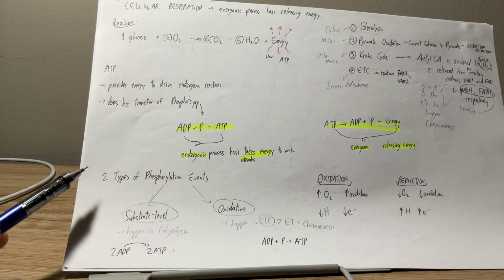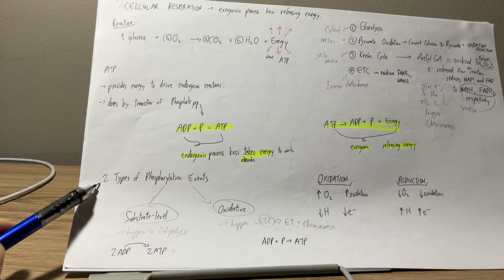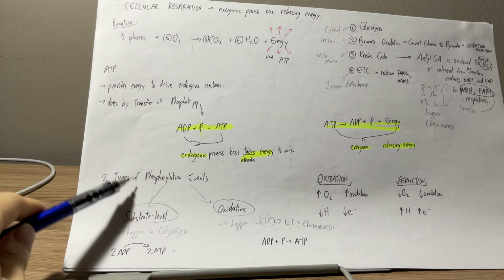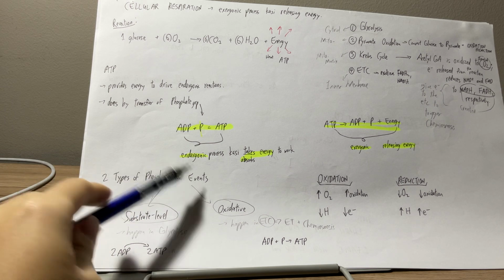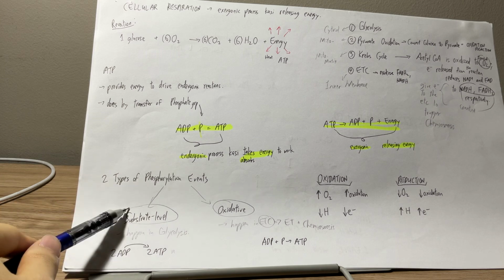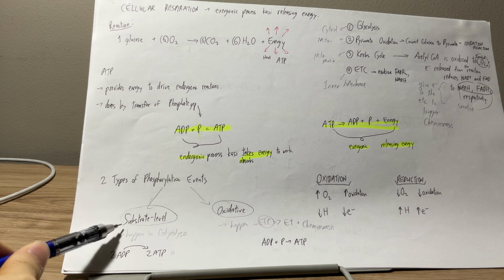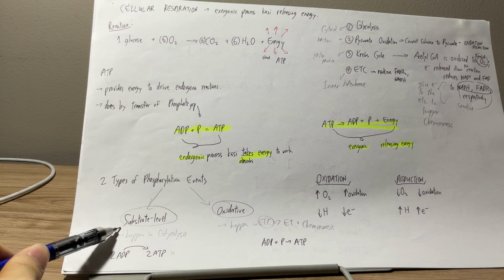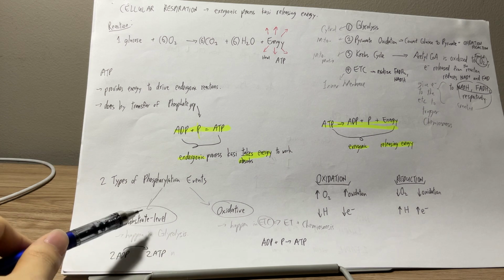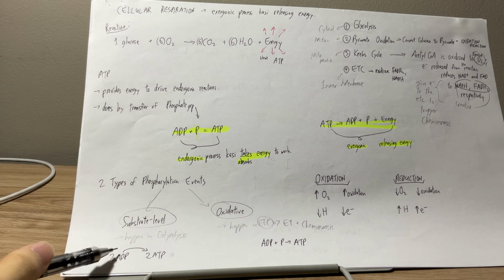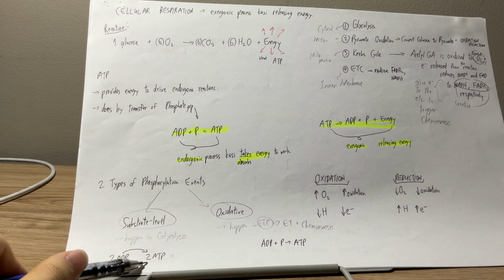Okay, how about the two types of phosphorylation events? This was already mentioned earlier, but not in a way of saying that they are types. So two types of phosphorylation. We have substrate level and oxidative. For substrate level, this happens in glycolysis. I think also in the citric acid cycle. Not just in glycolysis, but I think it's more popularly known to be associated with glycolysis. So 2 ADP gets converted into 2 ATP.